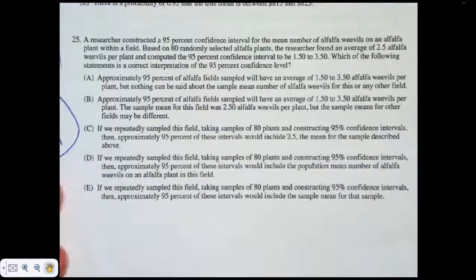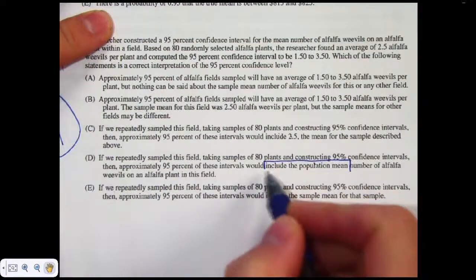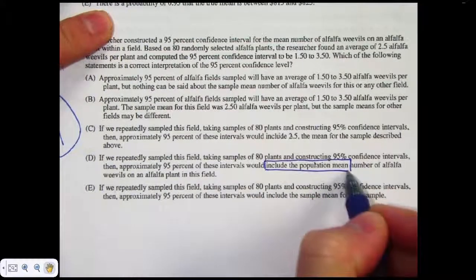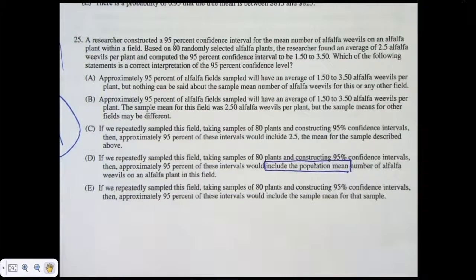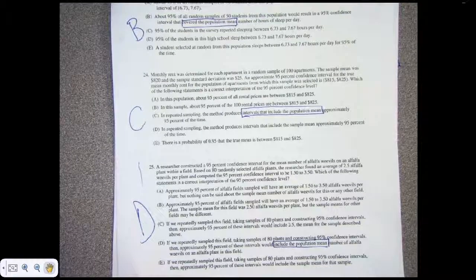D, or 25, why not choose D? Include the population mean. There's a couple of them that say include the sample mean, or include the sample data, or population data. I don't care about any of that stuff, it's just the population mean. So this page is B, C, D. Alphabetical. Is that alright?